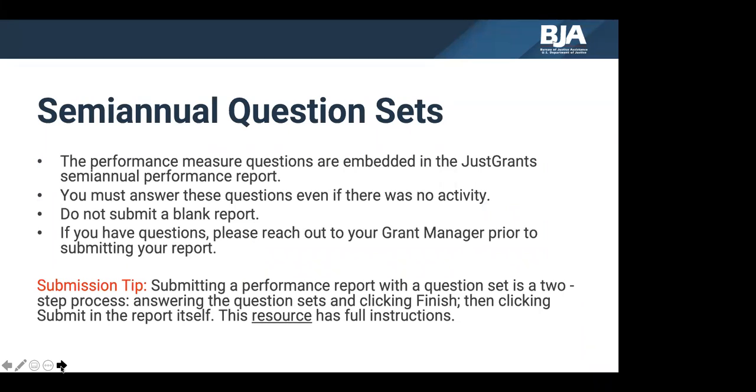Previous JMHCP grantees know that this program used to report performance metrics in a separate system, the PMT. However, FY21 Justice and Mental Health Collaboration Program and CMP awards have transitioned to submitting performance measures directly in JustGrants. Within the JustGrants semi-annual performance report, there will be a question set pre-populated with the matrix questions.